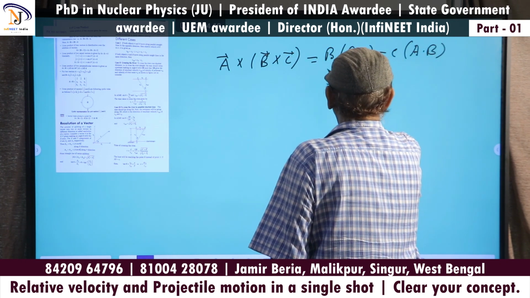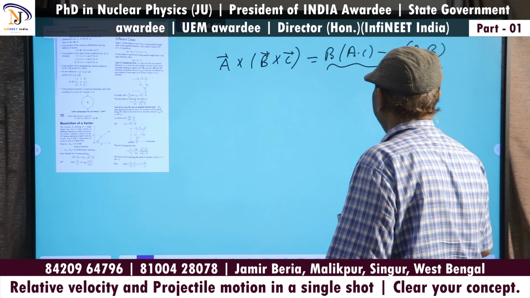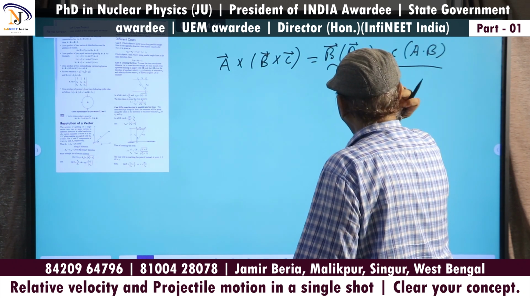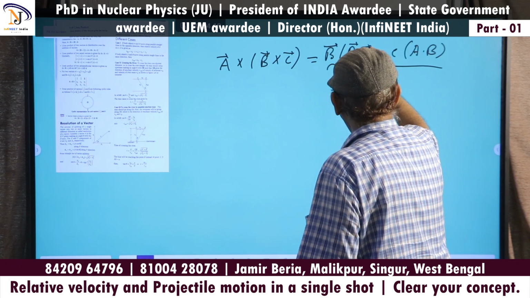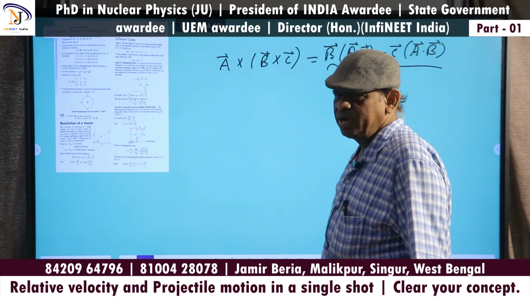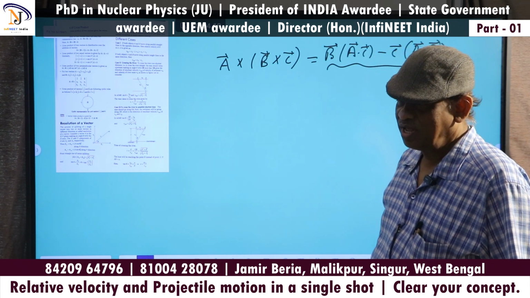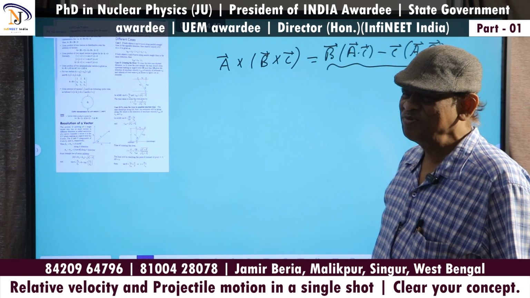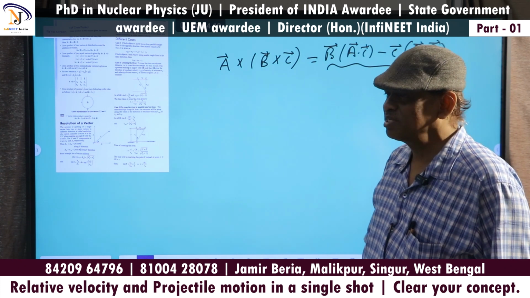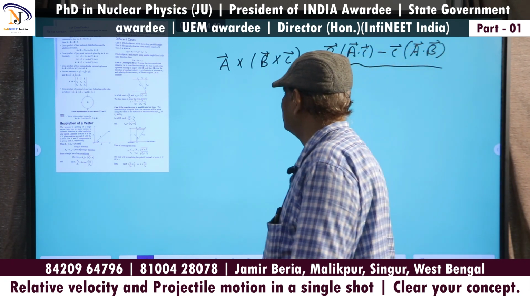And you may ask me why it is back and why it is cab. You see, this is B, this is A, this is C; this is C, this is A, and this is B. Back minus cab. A cross B cross C equals the back minus cab formula. How is it found? You just see.